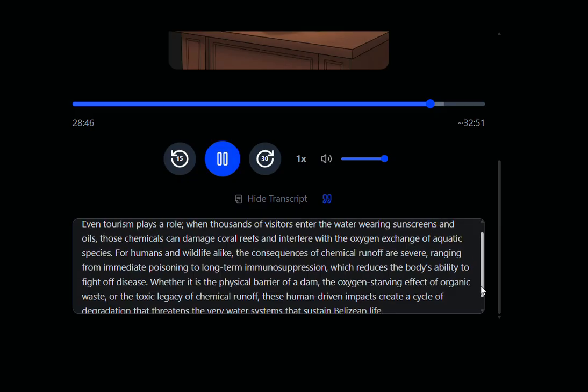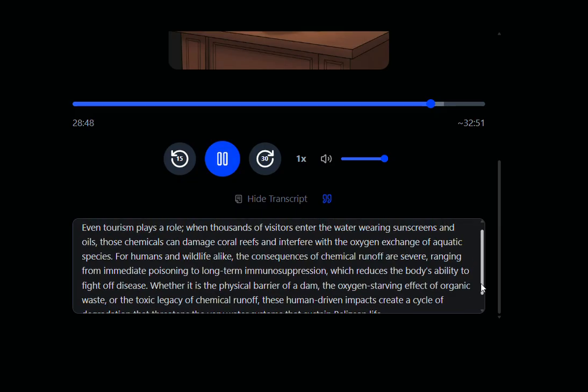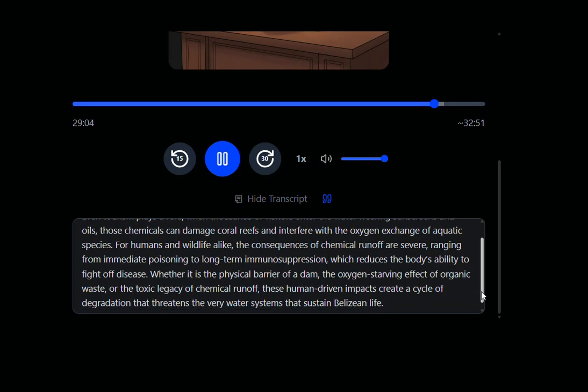Even tourism plays a role. When thousands of visitors enter the water wearing sunscreens and oils, those chemicals can damage coral reefs and interfere with the oxygen exchange of aquatic species. For humans and wildlife alike, the consequences of chemical runoff are severe, ranging from immediate poisoning to long-term immunosuppression, which reduces the body's ability to fight off disease.